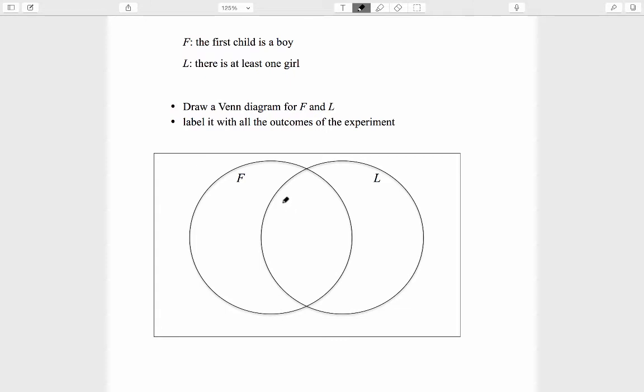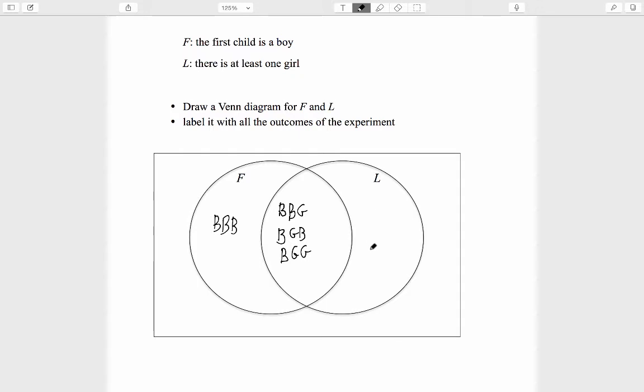This contains all the outcomes, that is, all the words, starting with a B and having at least one G in them. That's because this region is inside the F circle, hence starting with B, and also inside the L circle, hence having at least one G. And I claim that those are all the words fitting that description. In the F-only region right here, inside the F circle but outside the L circle, we have only BBB, a word beginning with B and not having any G's in it, because it's outside of L.